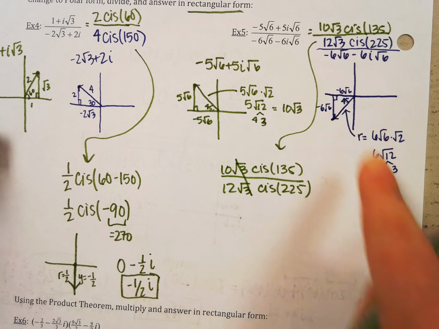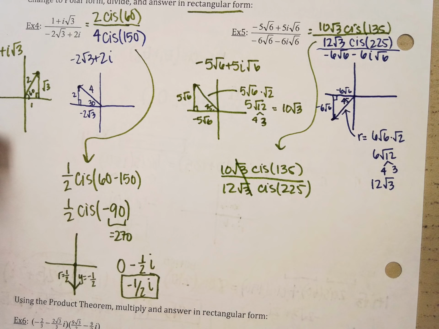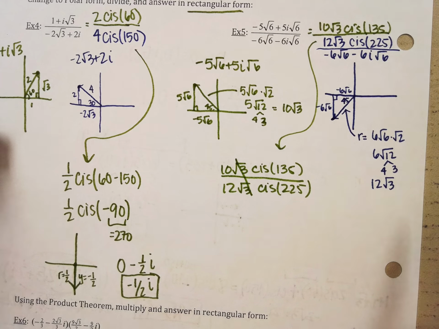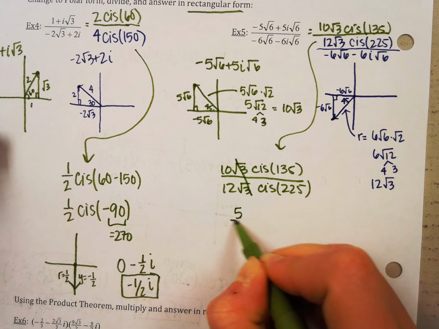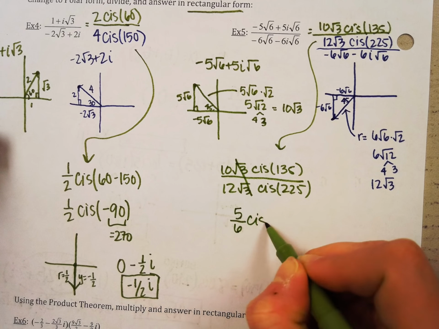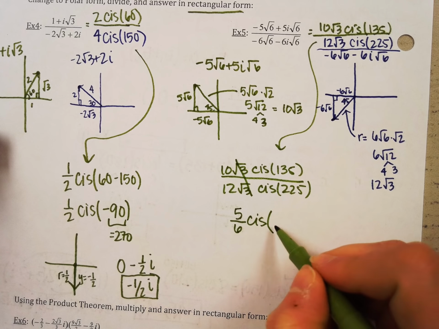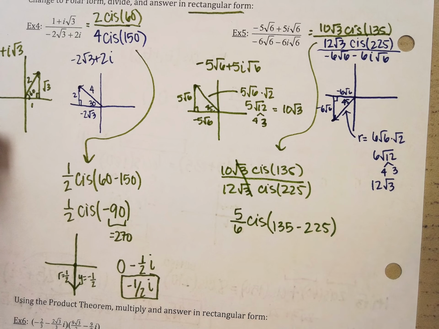Even if you didn't simplify this out, we would have had 5 root 12 on top and 6 root 12 on bottom, and the root 12s would cancel. So doing this process is good, but we still would have gotten the same answer if we left it that way. And then I'm going to reduce that down, so divide them both by 2 and you get 5 over 6. And then to use our quotient rule for that, we are going to subtract our values, subtract our angles.